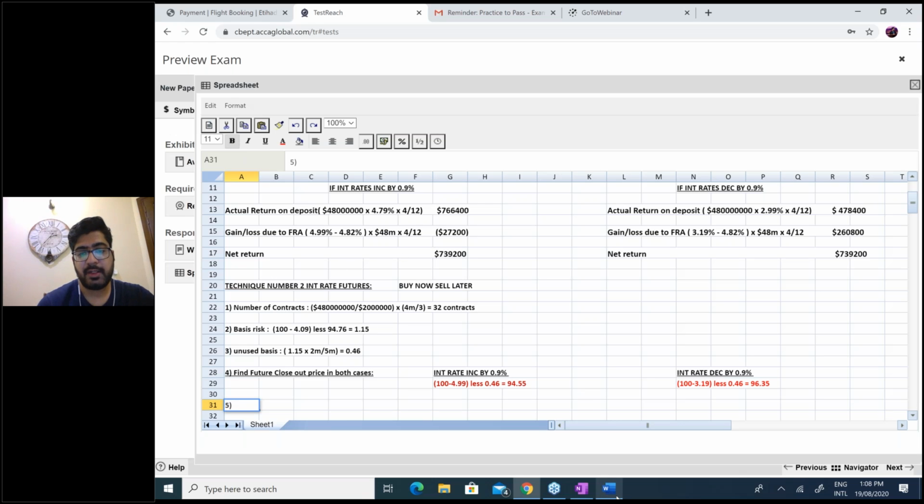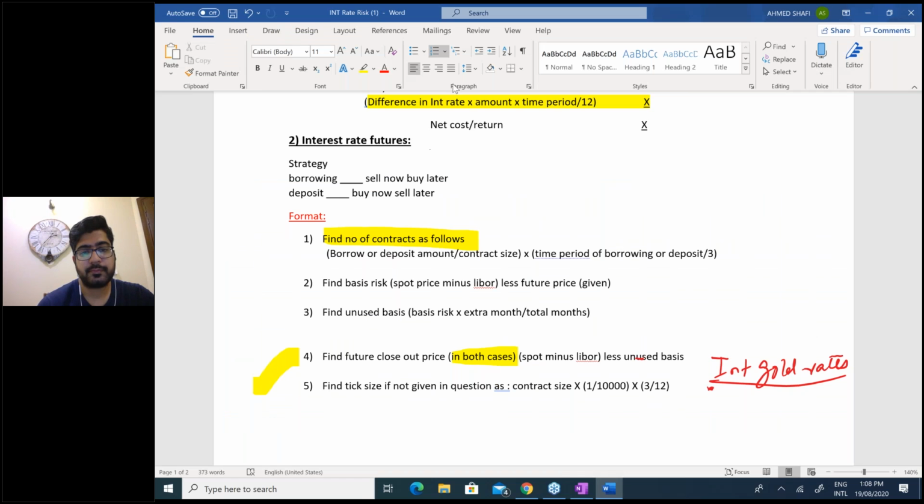I have sent this file on the group as well, where all the formulas are given. Here's the screen: basis risk into extra months over total months. I have sent this sheet on the WhatsApp group as well.